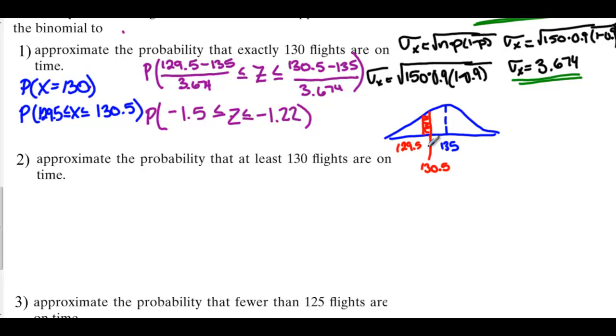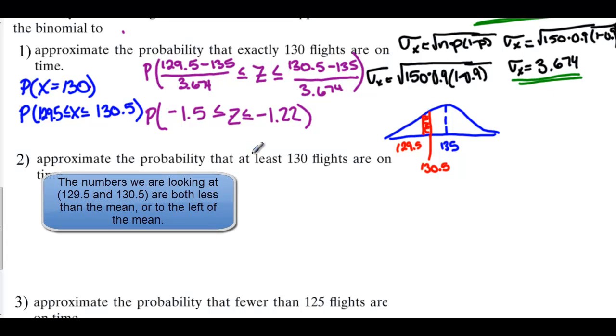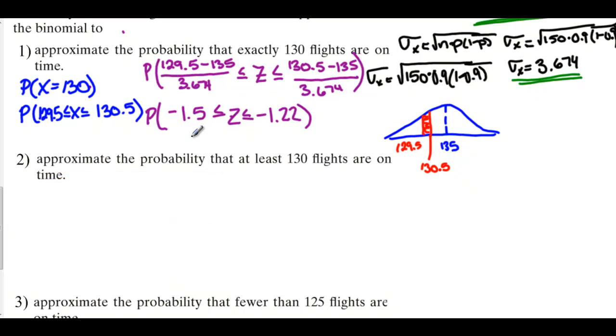All right. So do these z-scores make sense that they're negative? Did we expect them to be negative? Yeah, because they're to the left of the mean. So we're expecting them to be negative. So for that 129.5, we got a negative 1.5. So negative 1.5 for that z-score, and negative 1.22 for this one.